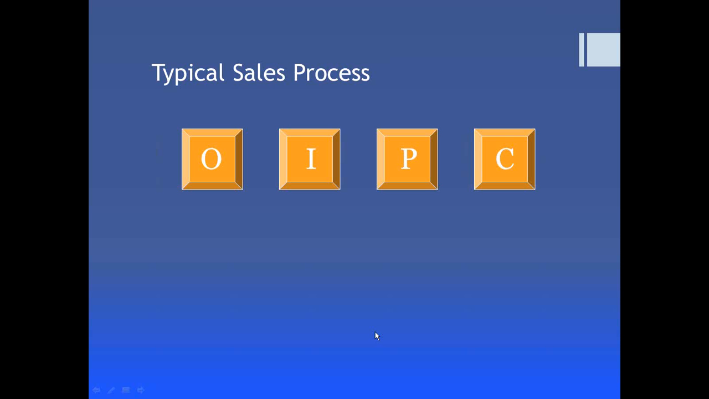So in a four-step process, with the first step being open and the last step being close, the question becomes, what's the objective of each step in the process? And the answer to that is the objective of each step in the sales process is simply to move the sale forward and get to the next step.